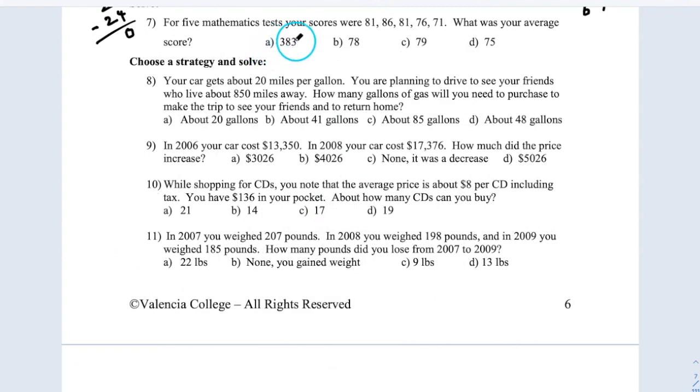For 5 mathematics tests, your scores were 81, 86, 81, 76, and 71. What was your average score? You see that? The same idea. You add all of them and then you divide it by 5. So let's add them here. 1 plus 6, 7, and 1 is 8, and 6 is 14, and 1 is 15. Put the 5 and carry 1. 1 plus 8 is 9, and 8 is 17, and 8 is 25, 32, 39. All right, so I add those 5, and now I have to divide by 1, 2, 3, 4, 5.